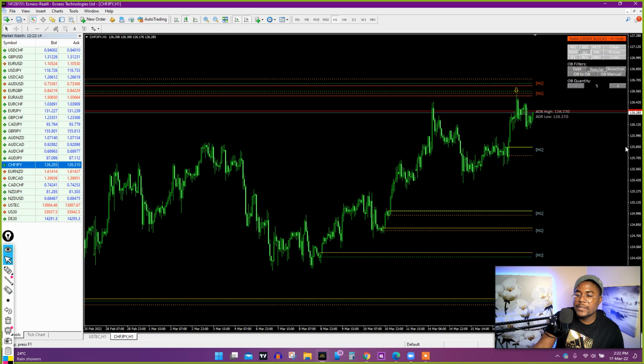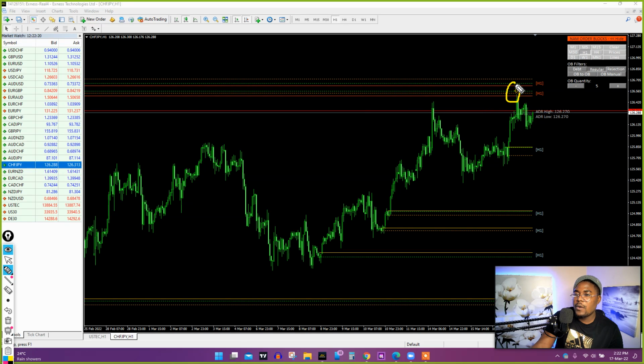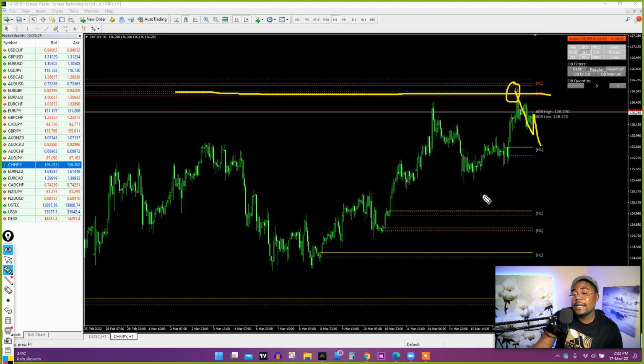So we can see even here it's CHFJPY. Here there was a signal and I see the market push lower. Why? Because the market reached an area where it was resisting. So it means now the market might try to push to the lower side. Simple as that.